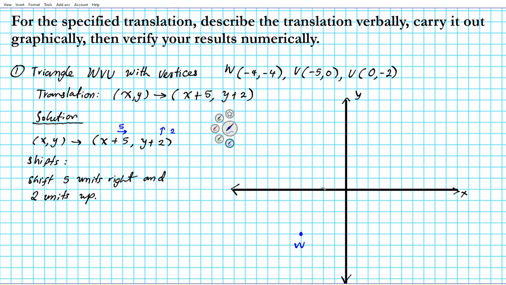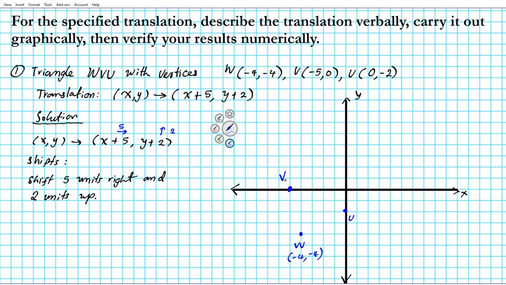So 1, 2, 3, 4, 5. That's our V coordinate. And then our U coordinate is 0, -2. So just go down 1, 2. That's our U coordinate right there. Okay, so let's write them down. So W is -4, -4.